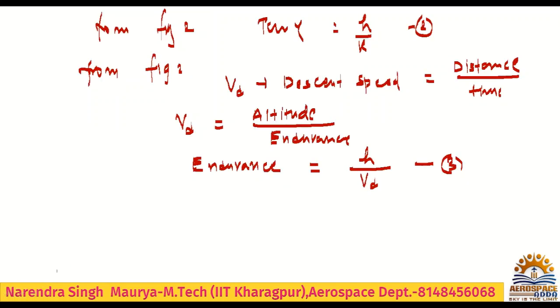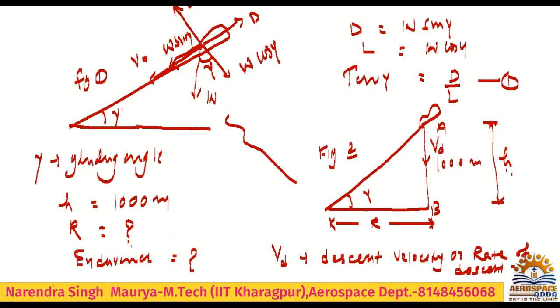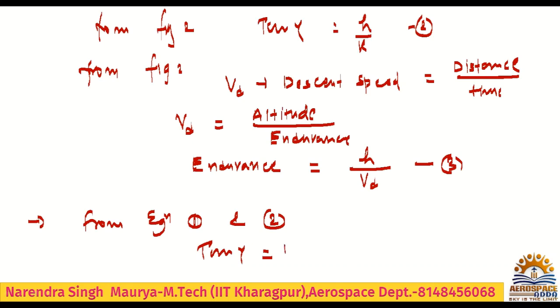So here I have given especially three equations, 1, 2, 3. So we'll start from equations 1 and 2. What is the one? Tan gamma is equal to D by L. And we know from equation 2 tan gamma is also equal to h by R. Yes or no?